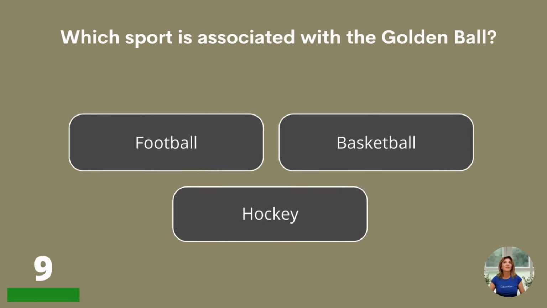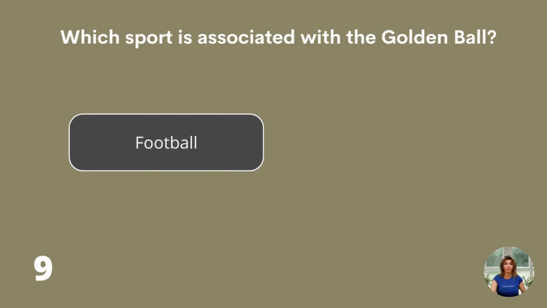Which sport is associated with a golden ball? Football, basketball, or hockey? Football.